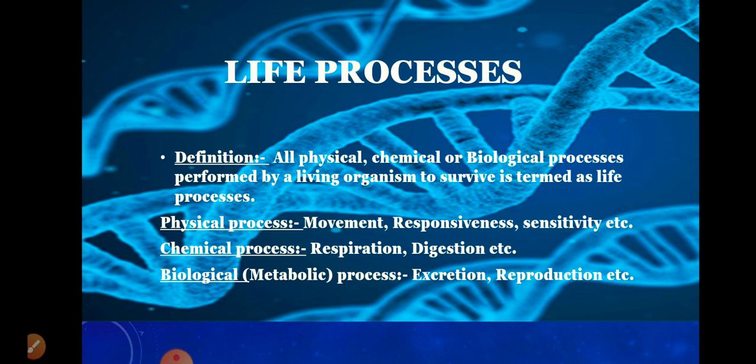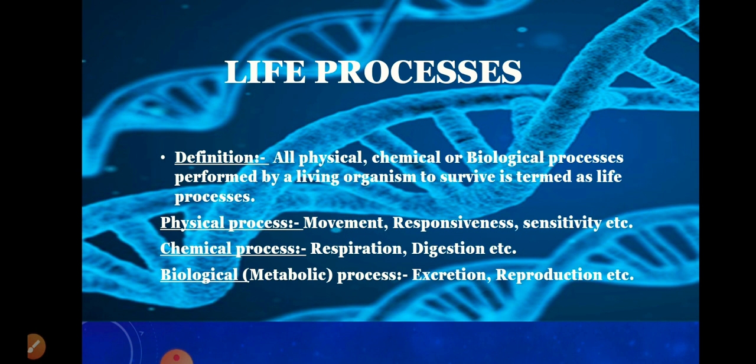A fully grown organism performs all these processes such as respiration, digestion, excretion, reproduction. The same processes are performed at cellular level also. So we would see that not only a fully grown organism is performing all these processes, but these processes are also performed at cellular level. From here we can understand that any process that can be categorized as physical, chemical or biological would be termed as life process.